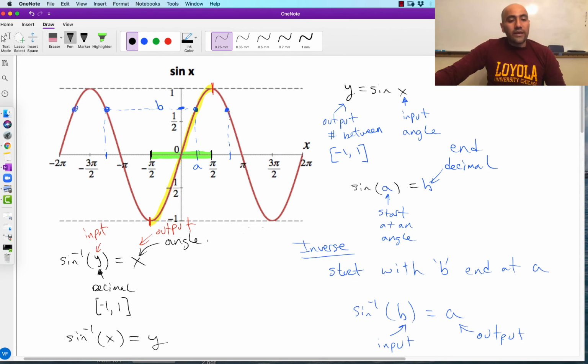Remember, whether it's an x or a y, it doesn't matter. The input to a sine inverse function is a decimal number. It's got to be some decimal number between -1 and 1. That's what goes into the sine inverse function. And the output, regardless of what letter you decide to call it, is an angle. So this is our output. It's an angle. And in this case, we're restricting it to be an angle between -pi over 2 and +pi over 2. Good. Same thing over here. This is just some angle between -pi over 2 and +pi over 2.